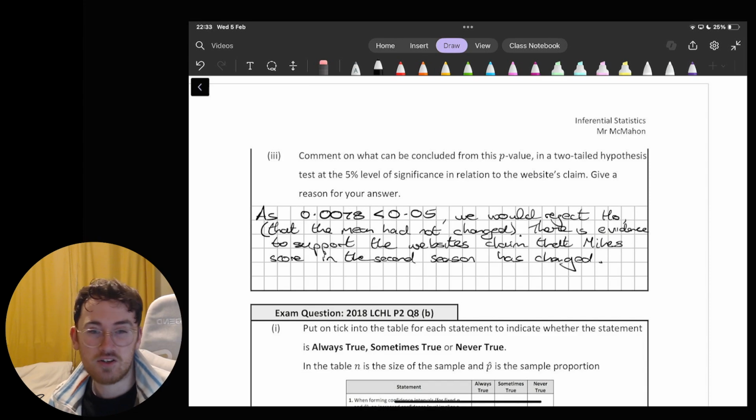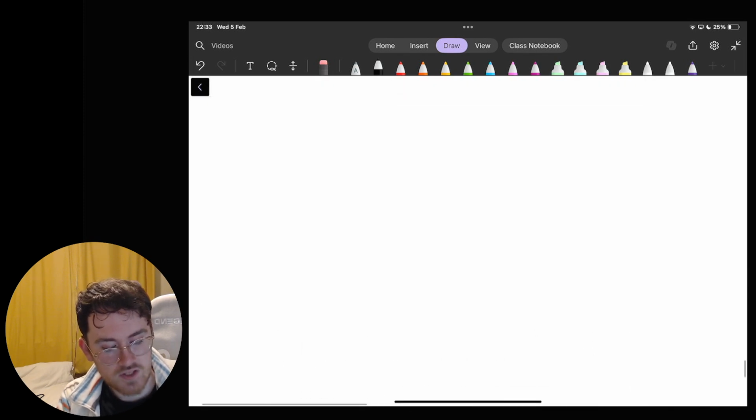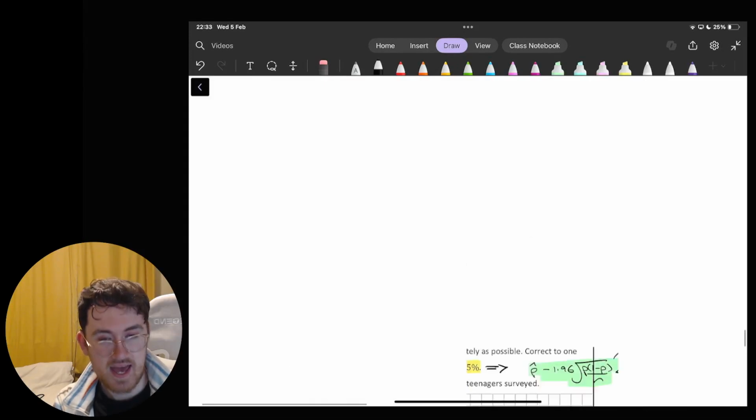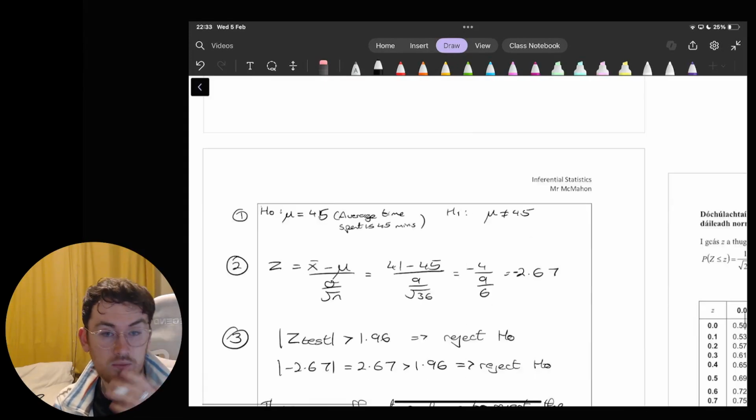Basically, we would probably be in agreement with the website's claim that it has changed because the p-value is less than 0.05. So there are loads of examples there of different exam questions for us to consider, and loads of different points for you to look at within that.